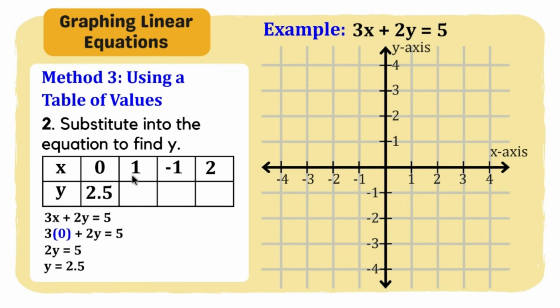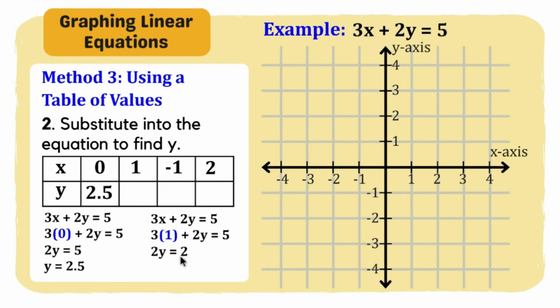Okay, next. What if x is equal to 1? Okay, so again, from our original equation, 3x plus 2y is equal to 5. Let us substitute the value of x, which is 1. So magiging 1 yung x natin dyan. 3 times 1 will be 3 plus 2y equals to 5.